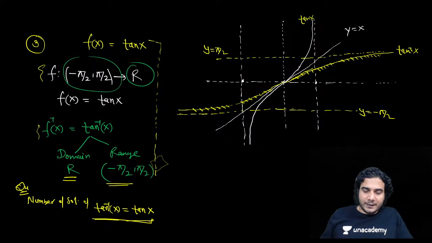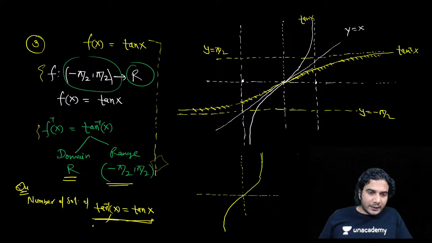All right, now let me answer it. So as you know, tan inverse is like this. Tan x is like this. This is tan x.